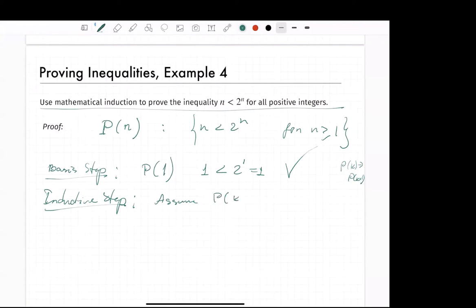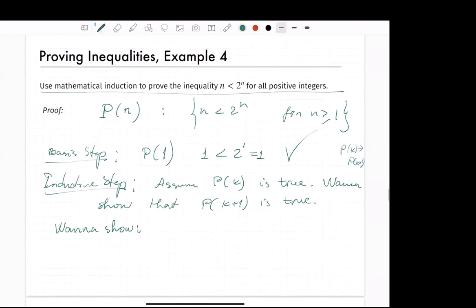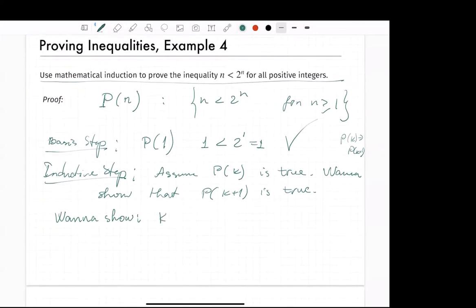P of k is true. Want to show that P of k plus 1 is true. So let's skip the Simpsons cloud this time. Maybe we can do it. What is P of k plus 1? So you want to show that k plus 1 is less, and here's the Simpsons cloud, is going to be less than 2 to the k plus 1. That's what I want to show in the end.